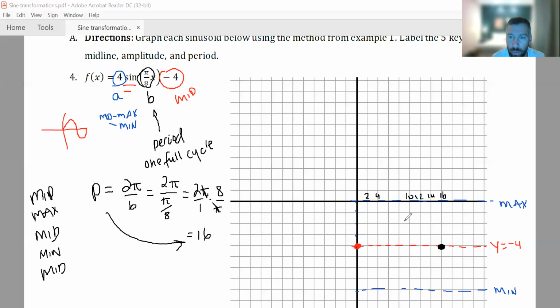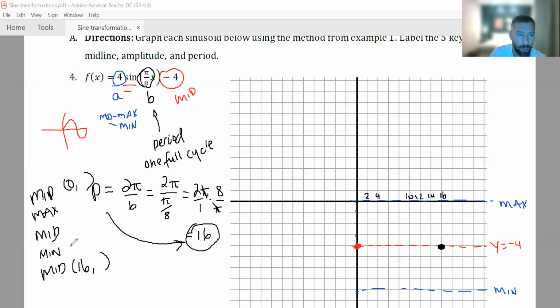Okay. And so we kind of can see how that's going to go, but we really don't know where it's going to go in between. And so all we want to do is take this 16 and cut it up. We know that we're starting at 0. And we know that we're ending at 16.